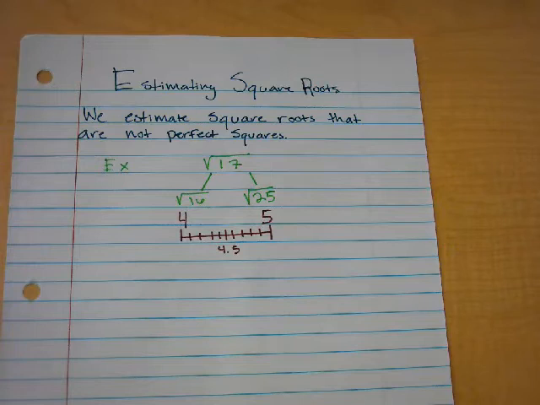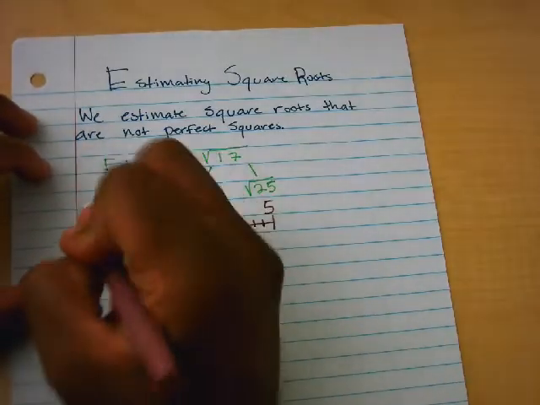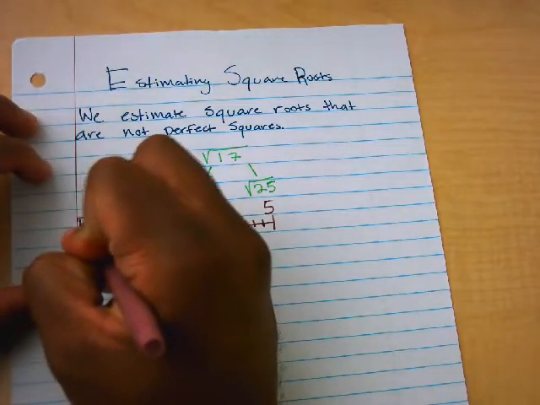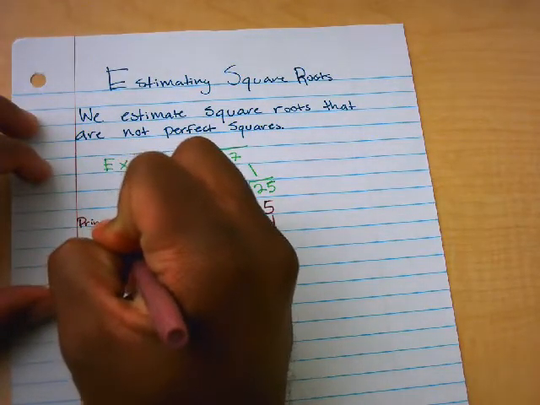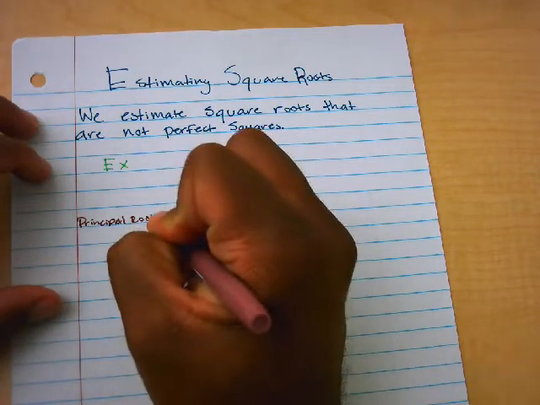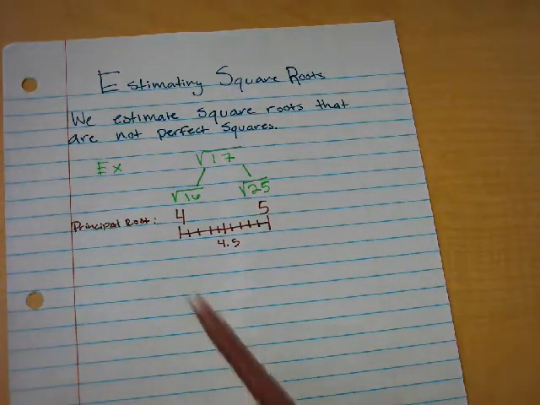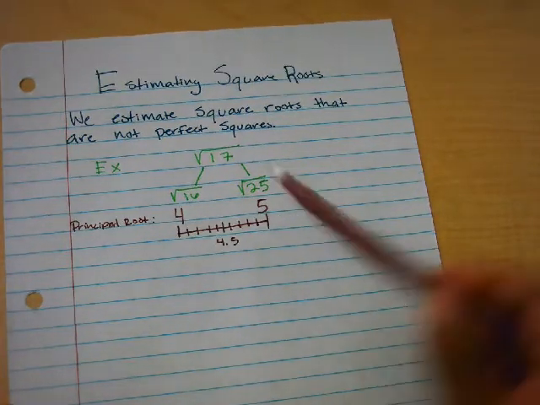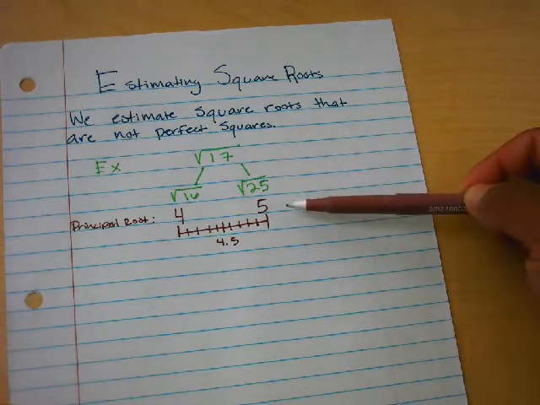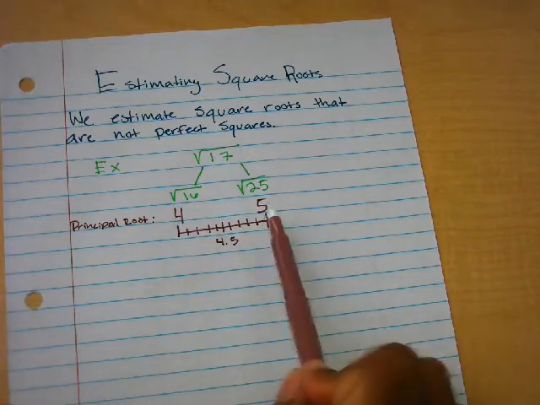And so now I know that the principal root of 16 is 4. The principal root means what number is being squared, what the square root comes from. The principal root of 16 is 4. The principal root of 25 is 5. And I know that the square root of 17 has to be between 4 and 5.